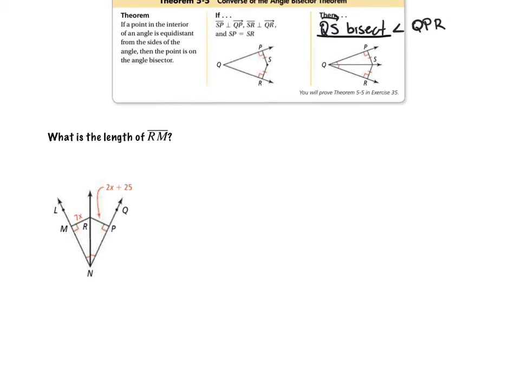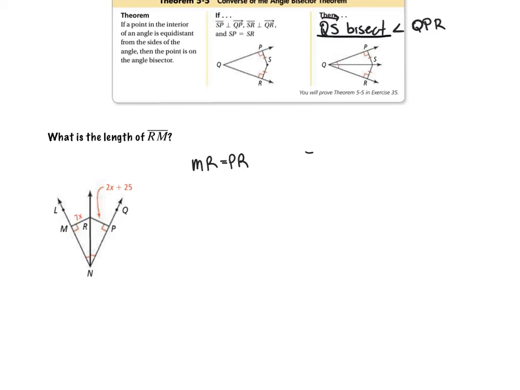So look at an example here. I notice that I have this angle LNQ, and it's being bisected by NR. I can tell that because those two angles there are labeled as congruent. And I have these two segments, RM and RP, and they're meeting at a right angle. So because it's the bisector, I know that MR is equal to PR.